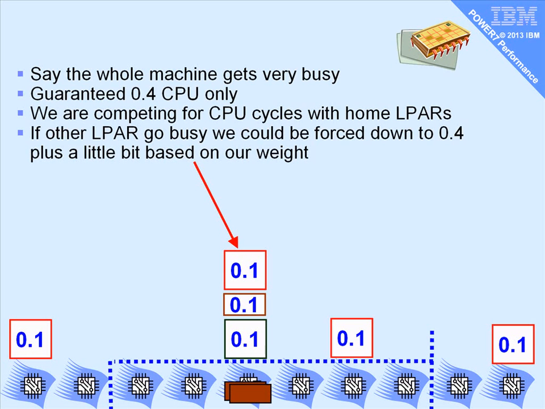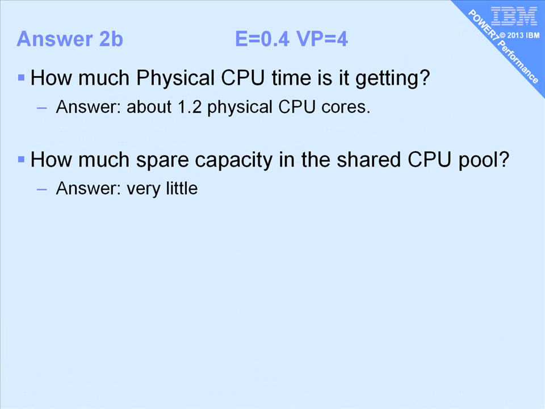And we're competing for the CPU cycles in the pool with all the other logical partitions, and so if it's very busy we could be forced down to just our entitlement, plus a little bit perhaps based on our weight. But if it's very busy we may only get 0.5 or 0.6. It's no wonder that this configuration doesn't work very well on a very busy machine when this particular workload is high. So then I asked Jane, well, what sort of physical CPU time is this virtual machine actually getting?